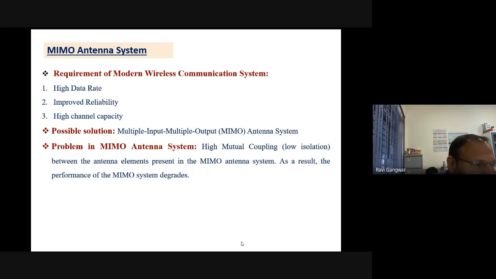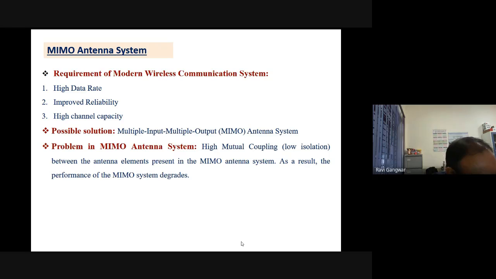What does it mean, between the antenna elements? As the name MIMO says, it is multi-input, multi-output. It means we are going to have more than one radiating element at the receiver side, and similarly more than one radiating element at the transmitter side. So in one system we use more than one antenna. The separation between the antennas plays a large role, and that separation is responsible for the mutual coupling also. Here the coupling between the antenna elements is creating a lot of problems.